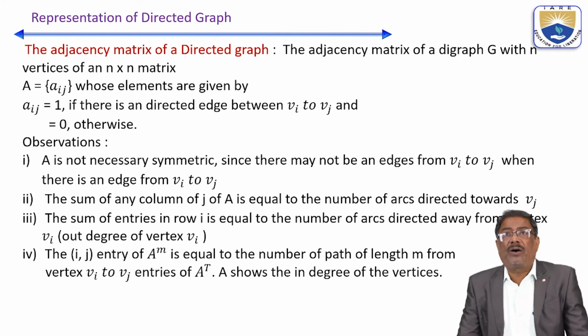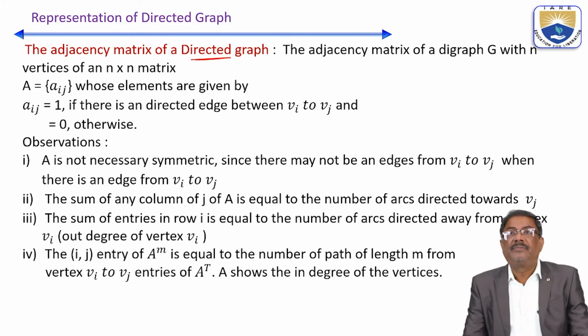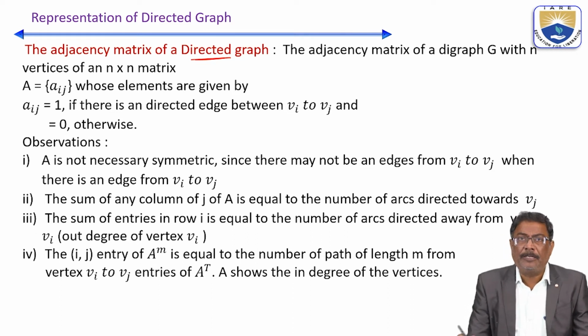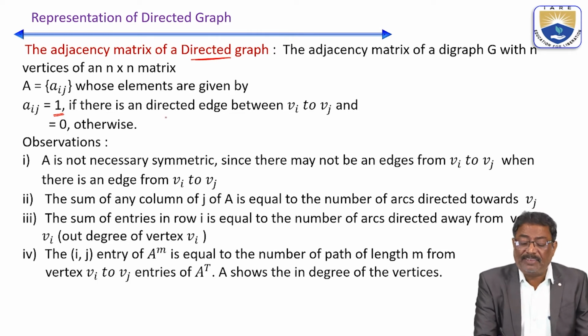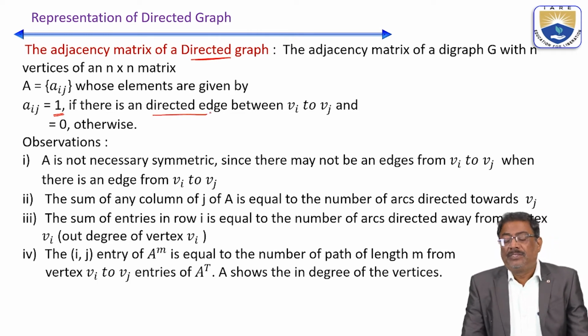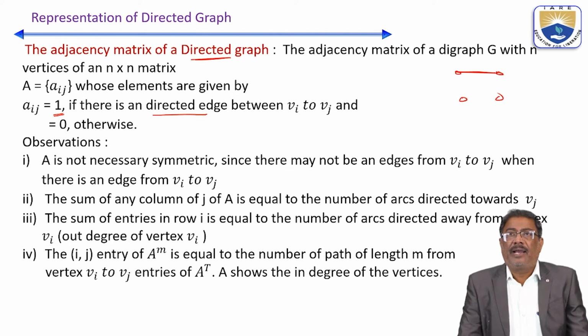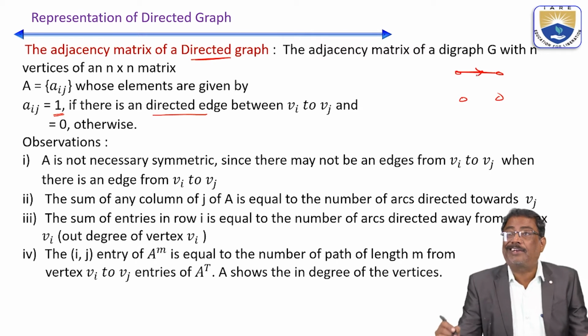Now we move to the adjacency matrix for the directed graph. So far we discussed the undirected graph, and this is for the directed graph. In the same way, Aij is equal to 1 if there is a directed edge. For an undirected graph we simply take an edge, and whenever I consider a directed graph, I specify the directed edge.